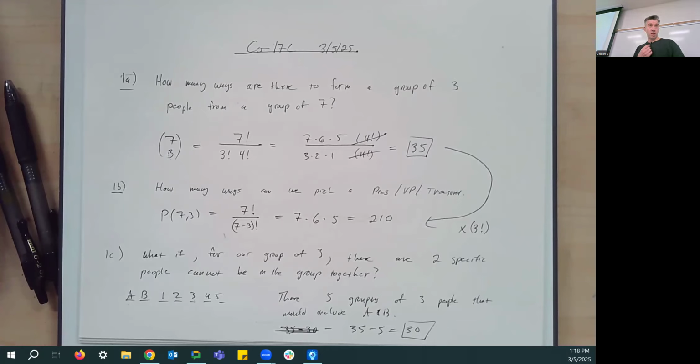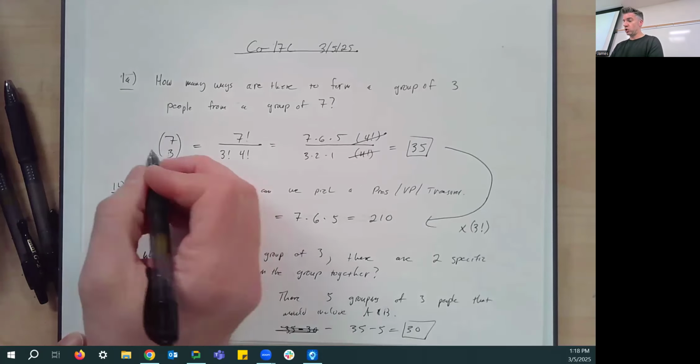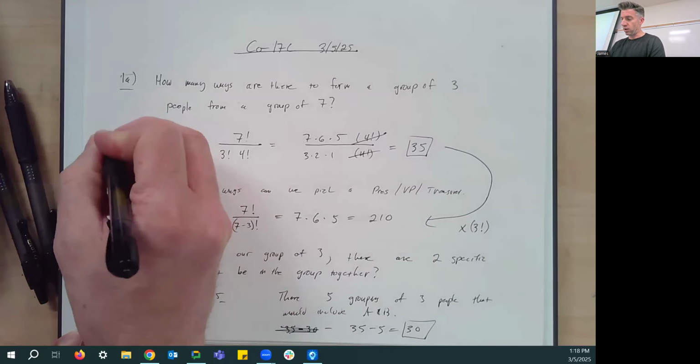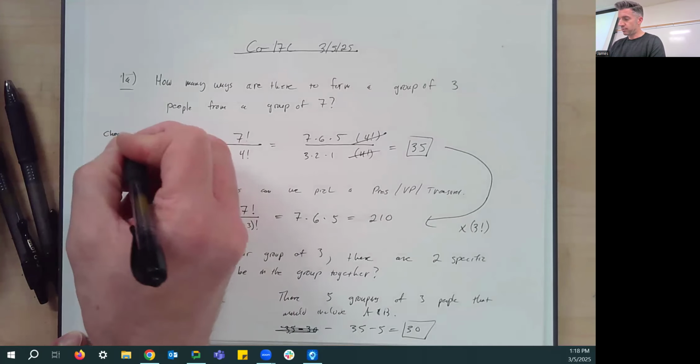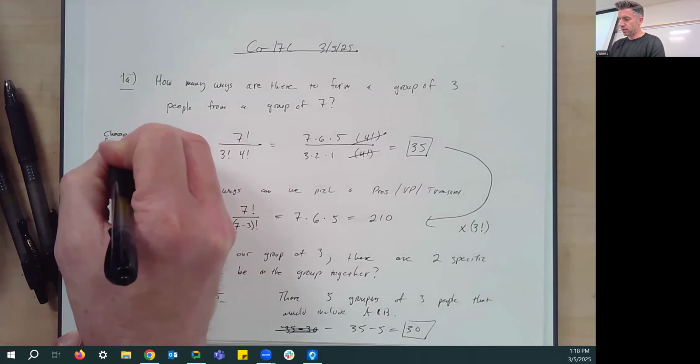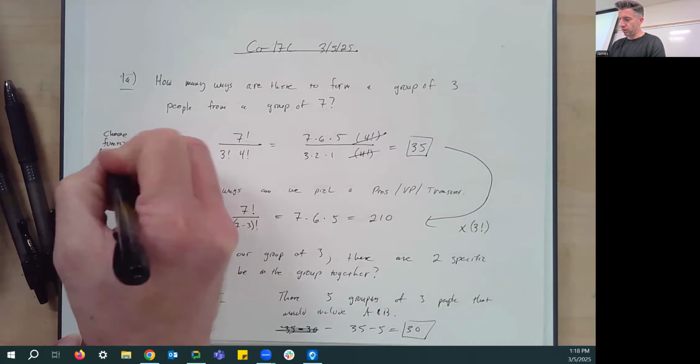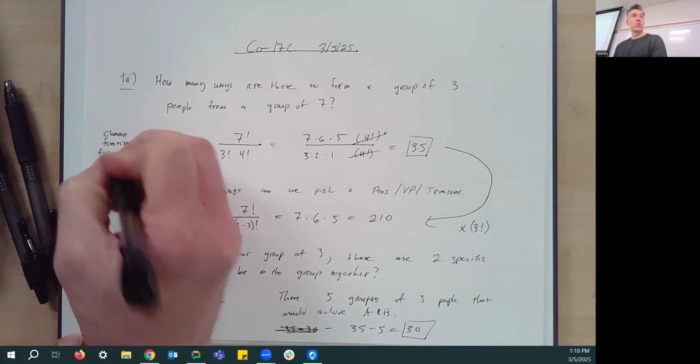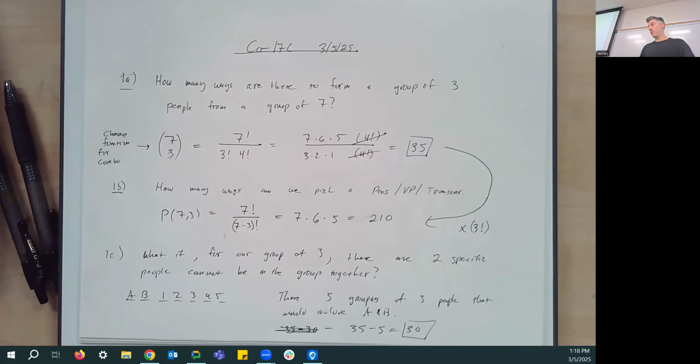No, the first one's a combination. This is specifically the choose function, which is for combinations, where we don't care what order we pick the 3 people in. We just care that we pick 3 people. Say that one more time.